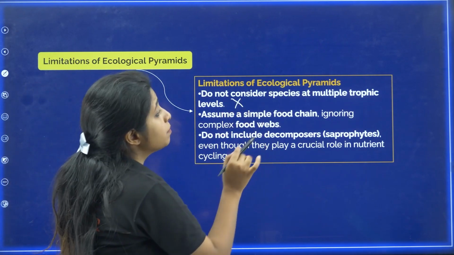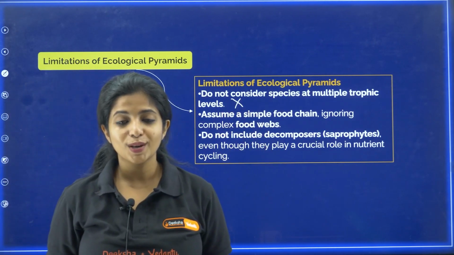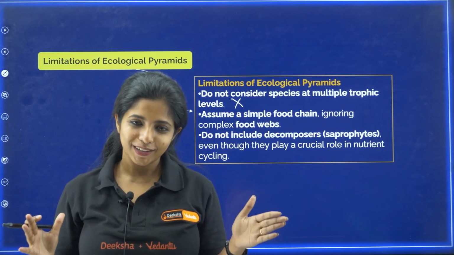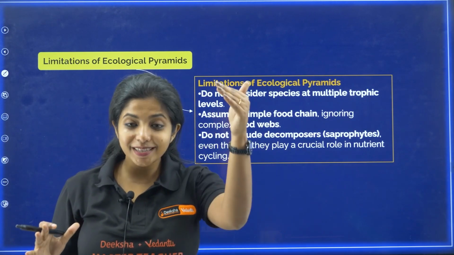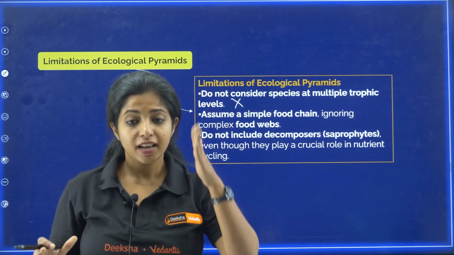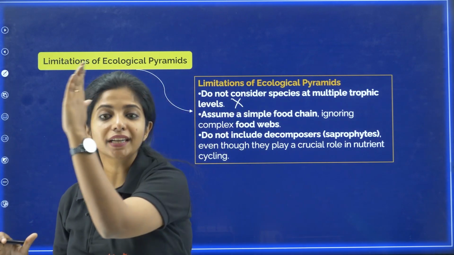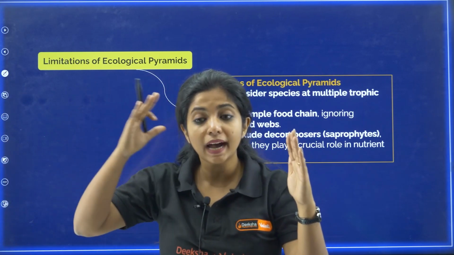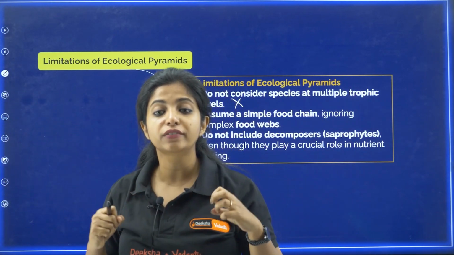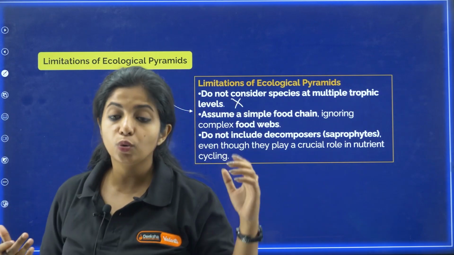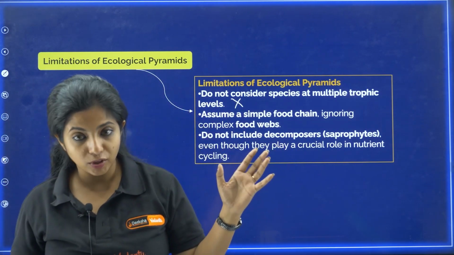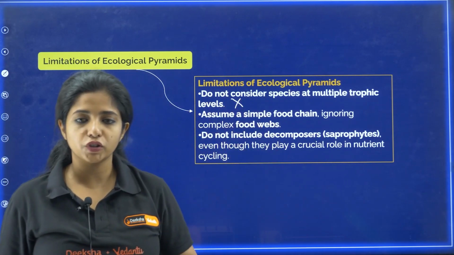Now, they assume a simple food chain, ignoring complex food webs. Do we actually have just simple food chains in nature? Do you think so? Does this snake always eat the rabbit? No, my dear children. The snake can either eat the rabbit or it can eat a rat also. So there are parallel food chains. The interconnected food chains are known as a food web, which is what happens in nature. So here it assumes a simple food chain, ignoring complex food webs. That is a big limitation of ecological pyramids.